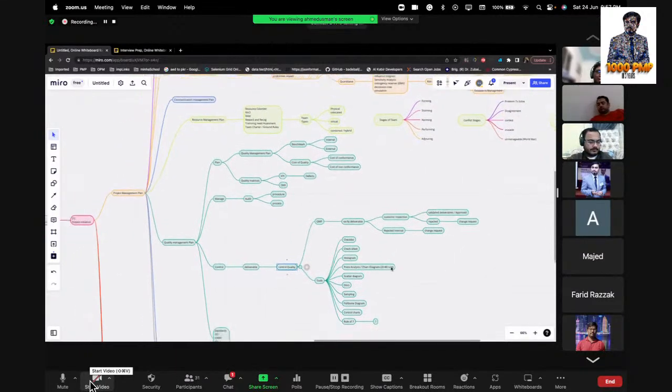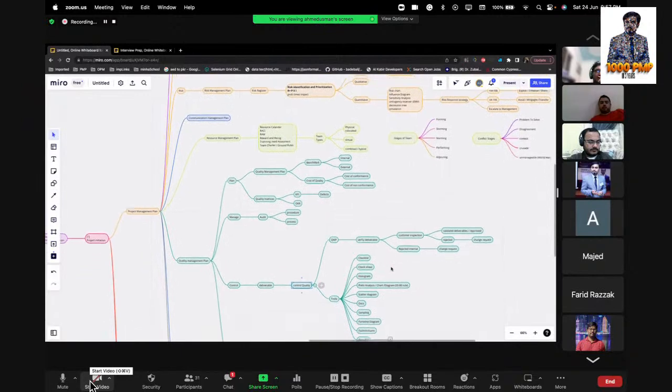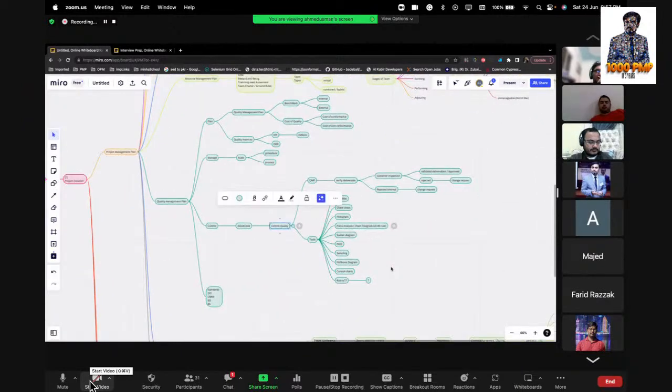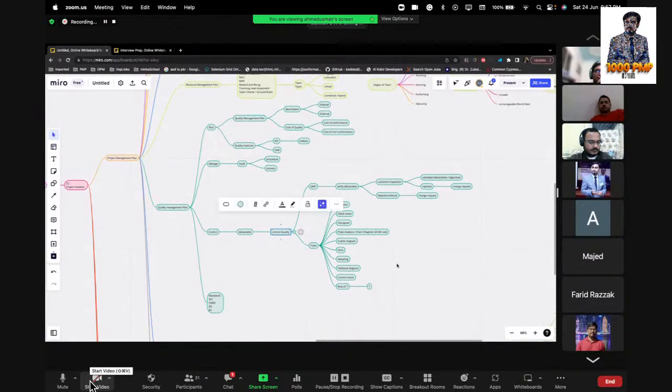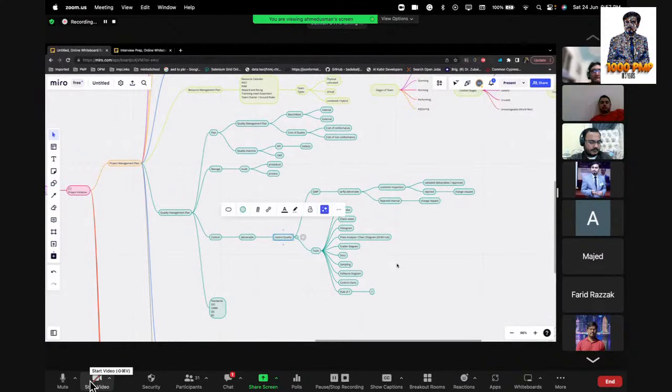Under these tools, we have a couple of things which we are following: checklist, check sheets, histogram. We are doing Pareto analysis, scatter diagram, and also sampling, fishbone diagram, control charts, and rule of 7.